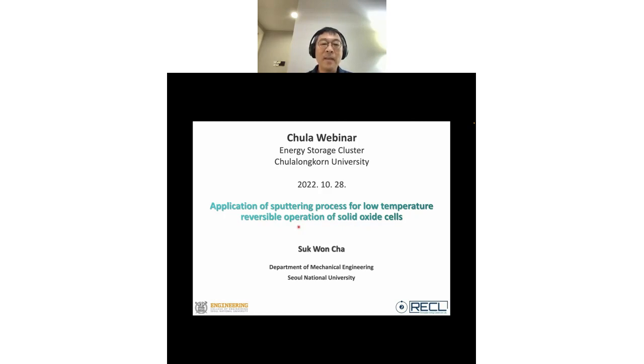Mainly I'm going to discuss the process of making these solid oxide cells, and most of the process employed in the research is so-called sputtering. It's a physical vapor deposition process, and I'm trying to operate all these solid oxide cells at a low temperature. So that's the purpose of my talk. Let's discuss this research for maybe about 30 or 40 minutes, and then I can answer your questions.